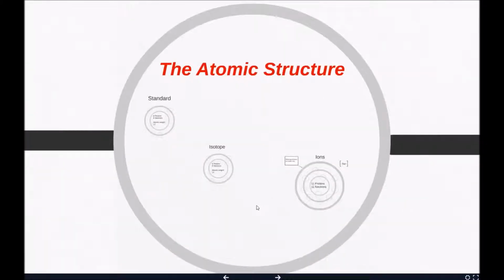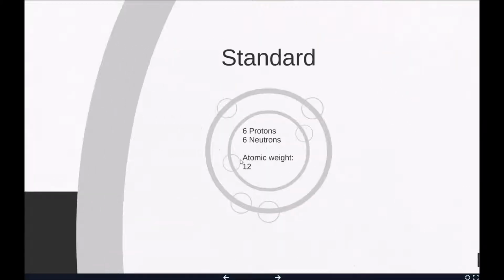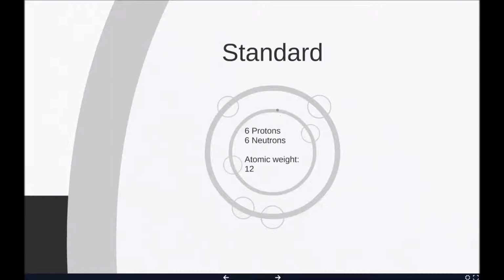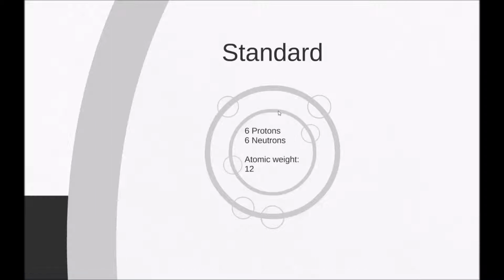So the basic atomic structure is as follows, and I will be talking more specifically about carbon. In the center of an atom, there is a nucleus. The nucleus contains protons, the parts of an atom that give it a positive charge. There are also neutrons. Neutrons are the parts of the atom that don't have a positive or a negative charge. They just add to the weight.